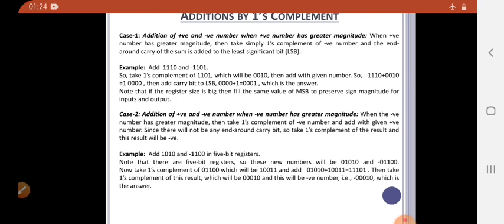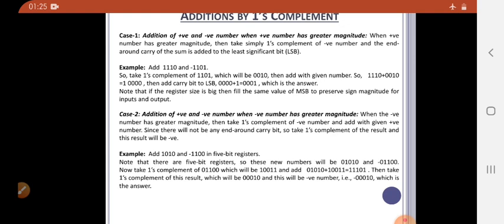Note that there are 5-bit registers, so these new numbers will be 01010 and minus 01100. So the size increases now. Now take 1's complement of 01100. As I told you before, you have to take 1's complement of the negative number. The negative number is first taken as positive and then inverted by using 1's complement, and add 01010, that means the positive number, with the result of 1's complement, that means 10011.